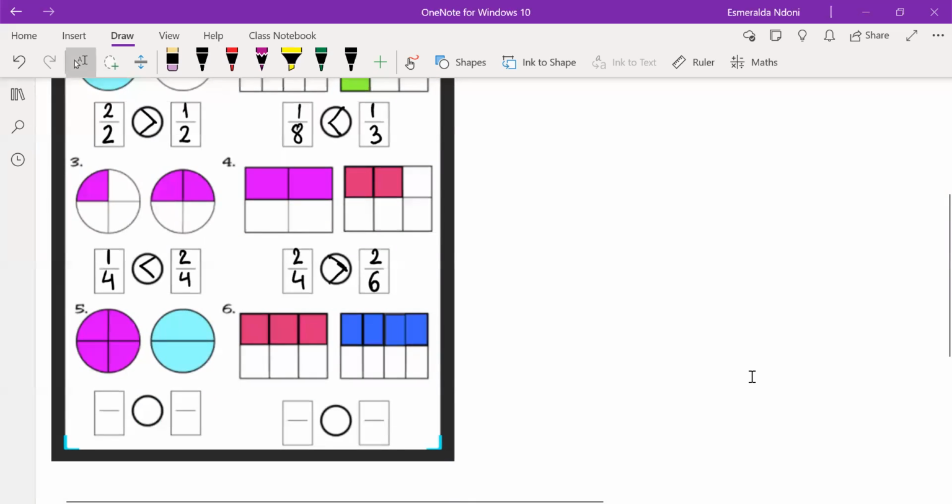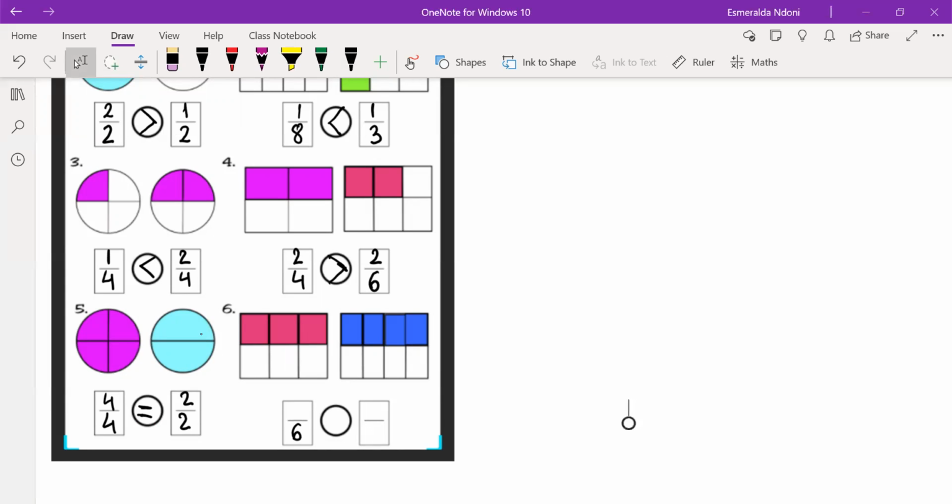Moving on to number 5, call out an answer. How many parts? 4, well done. Call out the answer for the numerator, 4. Onto the blue shape here is split into 2 parts and 2 out of 2 is colored. So which one is bigger? Call out the answer. None of them, well done. They are equal.